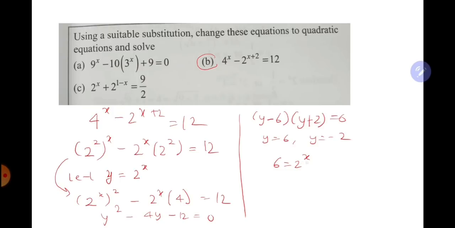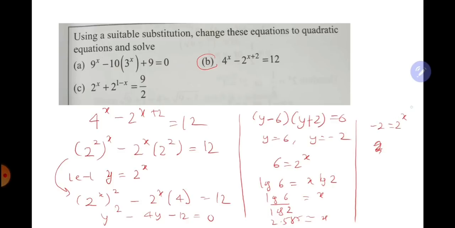So we just take log base 10. We get log 6 equals x log 2. So x equals log 6 over log 2. Okay, so x is approximately 2.585. We have another one, which is y equals negative 2. So negative 2 equals 2 power x. For this one we have no solution.